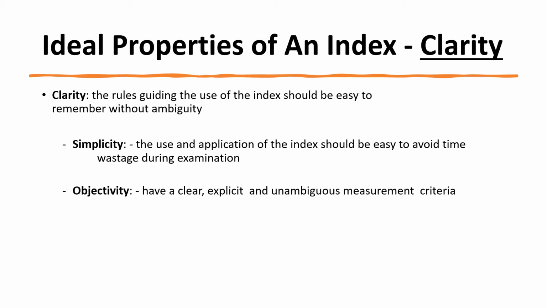That means the rules guiding the use of that particular instrument are not clear. It's not easy to remember. There is a lot of ambiguity around it. So when we're talking about clarity as a property of an index, the rules guiding the use of that index should be straightforward. It's something that once you've learned it, you can always remember it. You remember it, you apply it, and there you go, without being confused about it, or causing confusion by the use.